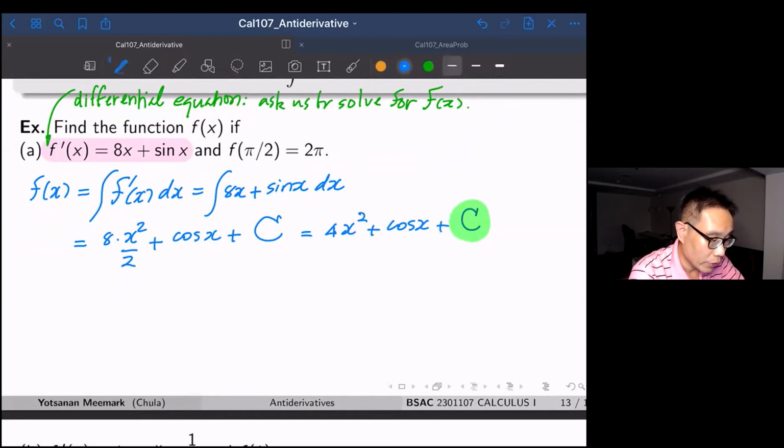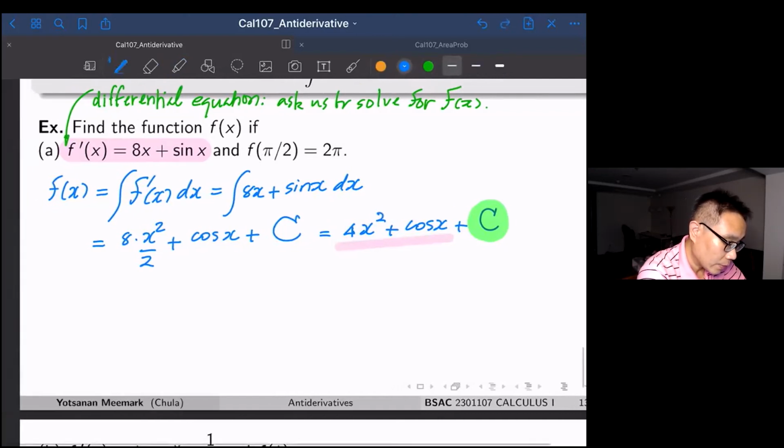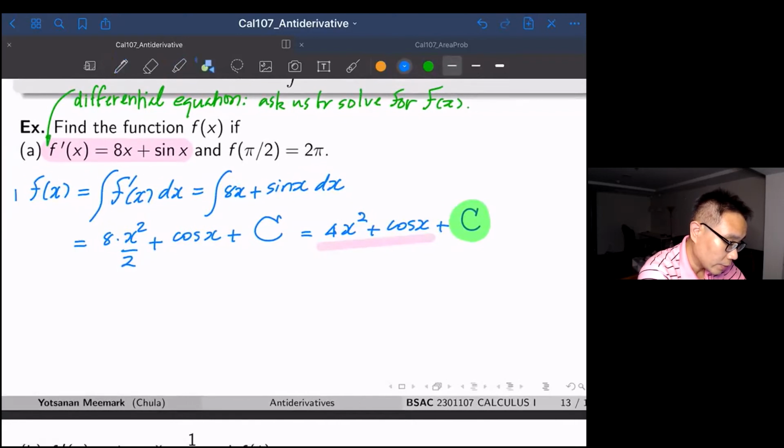So you have f of x equal to some function plus c. Let me underline this. So this one is your first step. For the second step, you're going to find c.